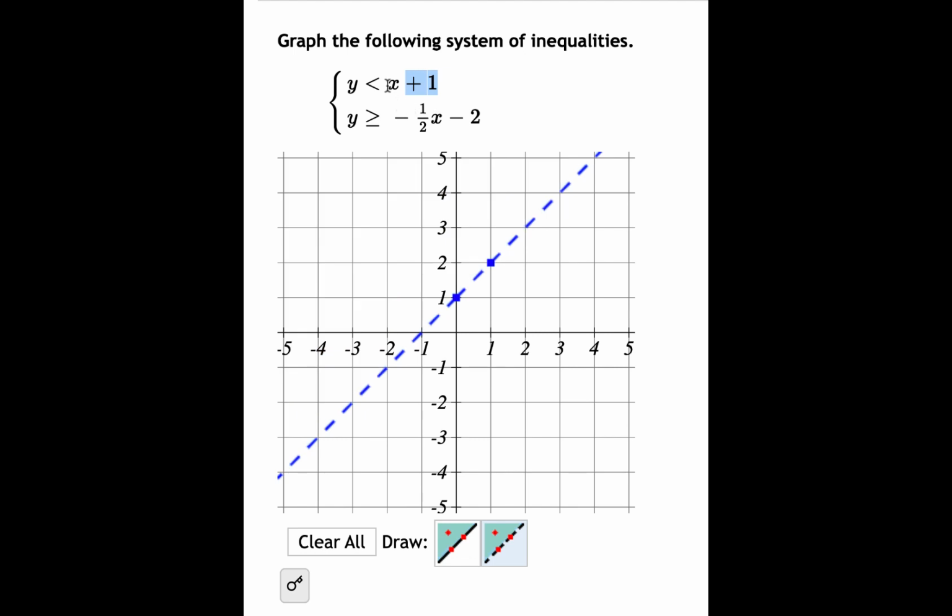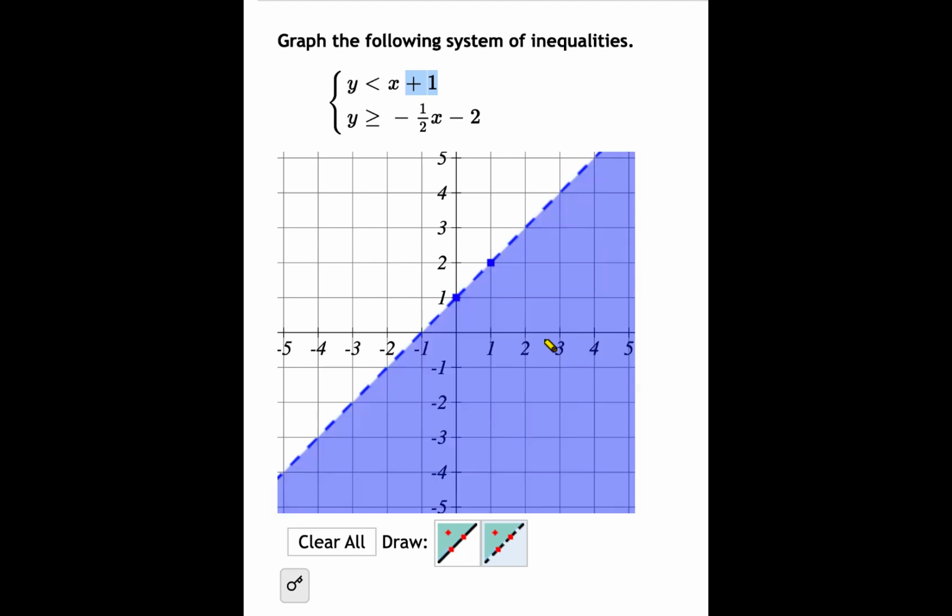Now again, y less than is always down, and y greater than is always up. So this one here says y less than. So we're going to shade below the graph, and it does not matter where I click down below here, it makes a dot show up. But that dot is just to help the computer know which way to shade on the graph. So now I've got the first one done.